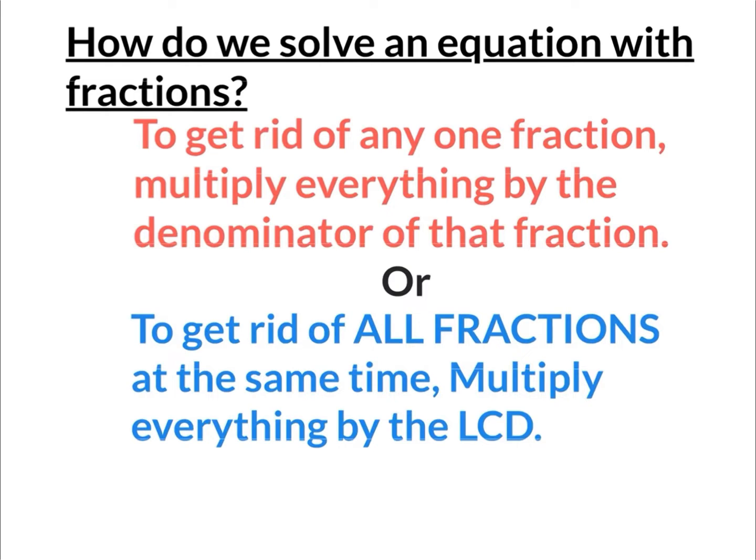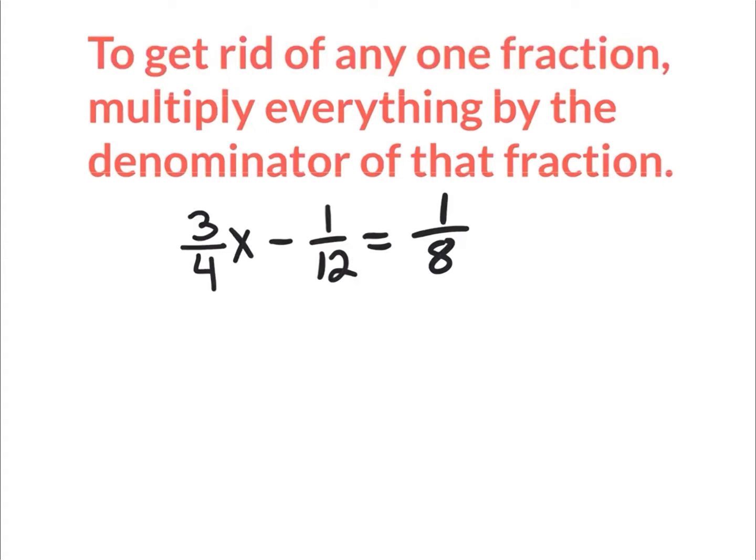One way is to get rid of one fraction at a time by multiplying everything by the denominator of that fraction that you want to get rid of. Or you could get rid of all fractions at the same time by multiplying everything by the LCD. I want to show you both ways. I want to do the same problem with both ways, and whatever you feel more comfortable with, that's what you want to go with. So here's getting rid of one fraction at a time.